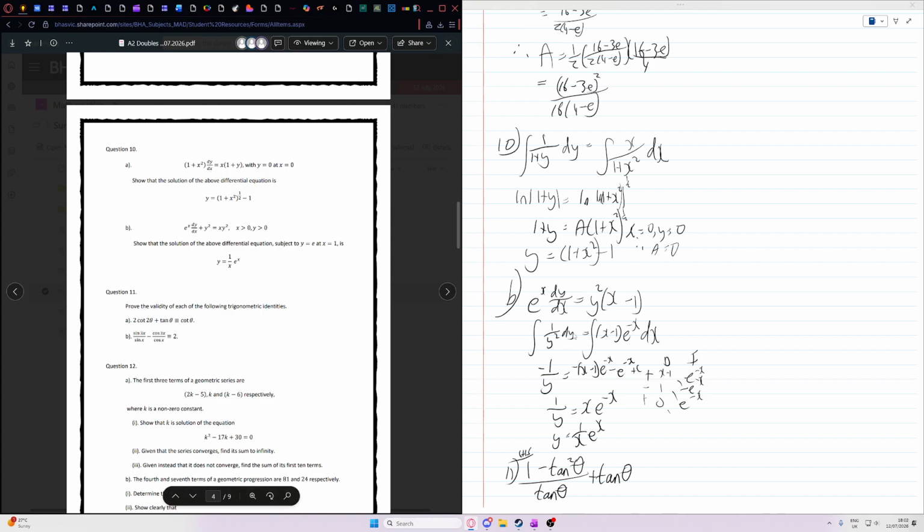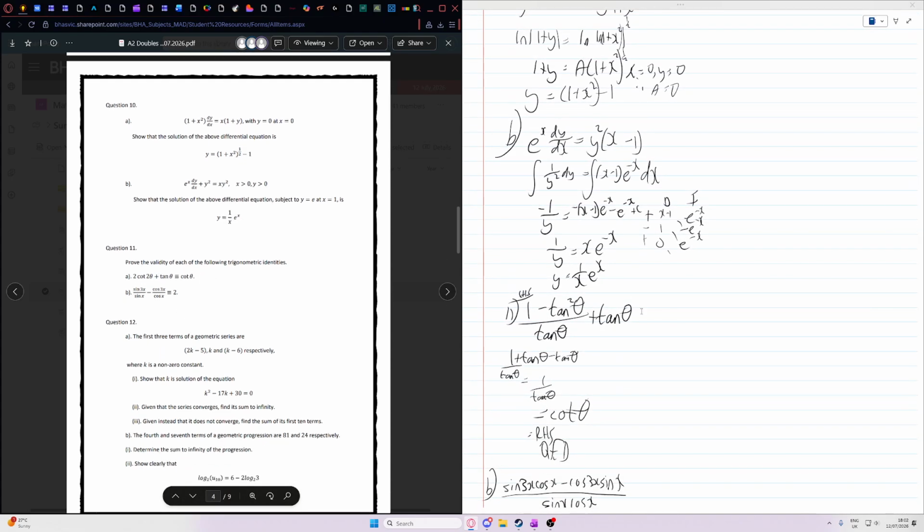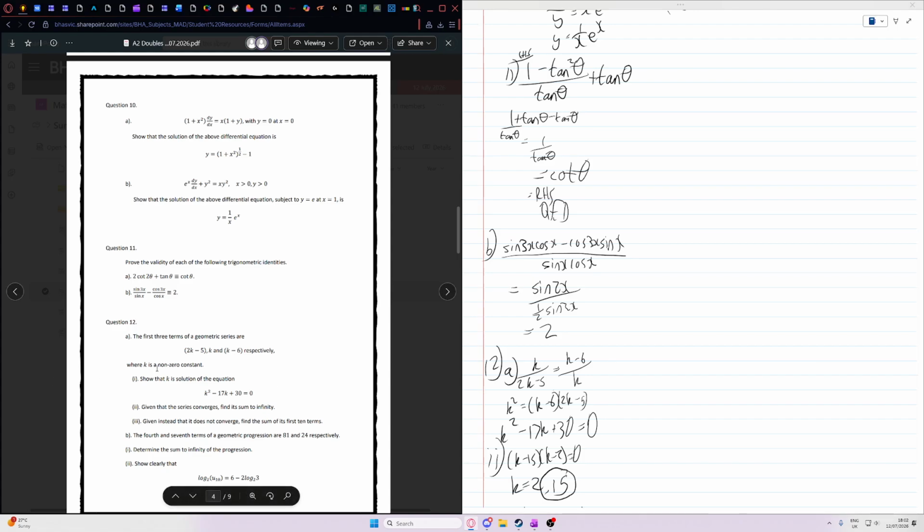Next one, differential equations. You're going to get an integration by parts on this, and then part 11, trig stuff. I mean, you guys know how to do this. Honestly, this is just stuff from normal A level that you've done already. You can just do the reverse of the tan double angle formula, and then when you separate the fractions, you'll see that this just cancels to cot.